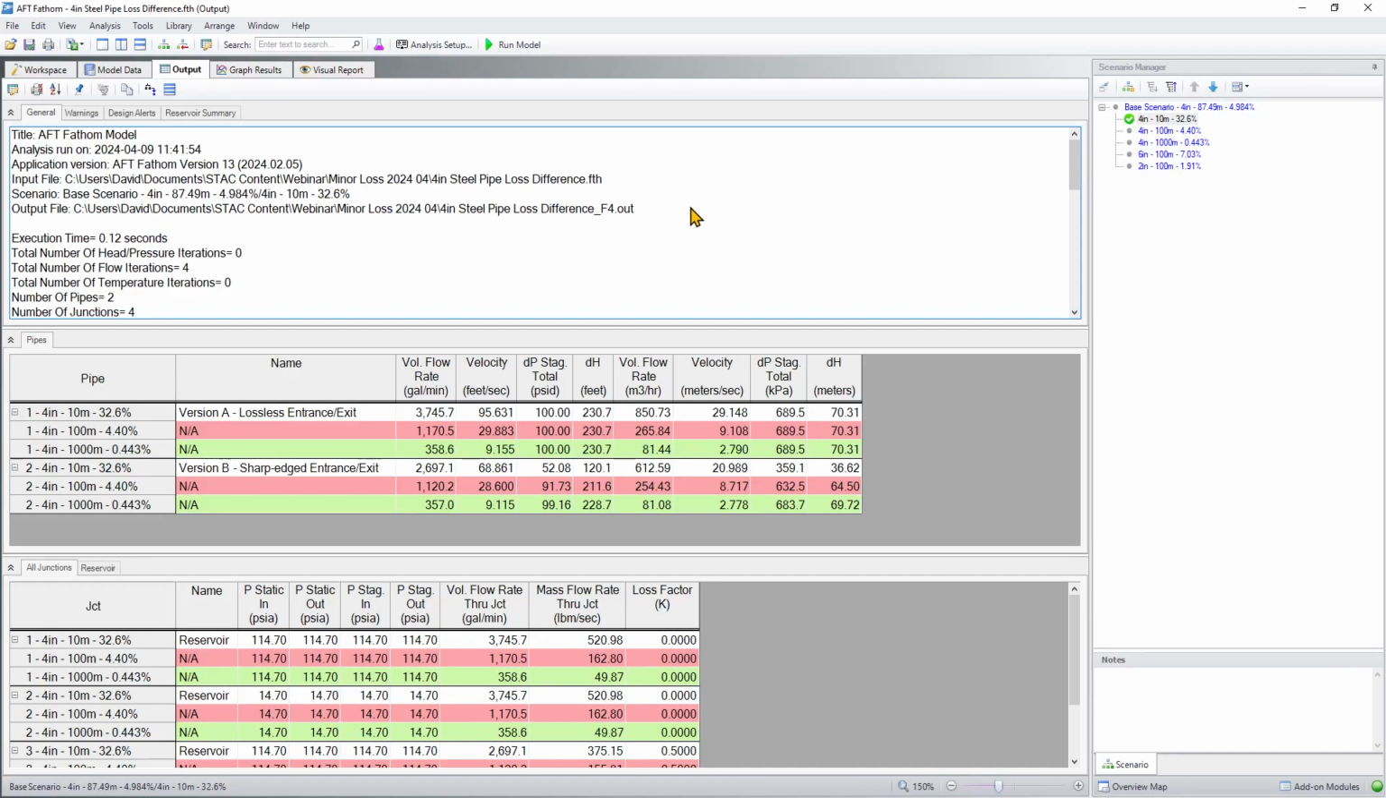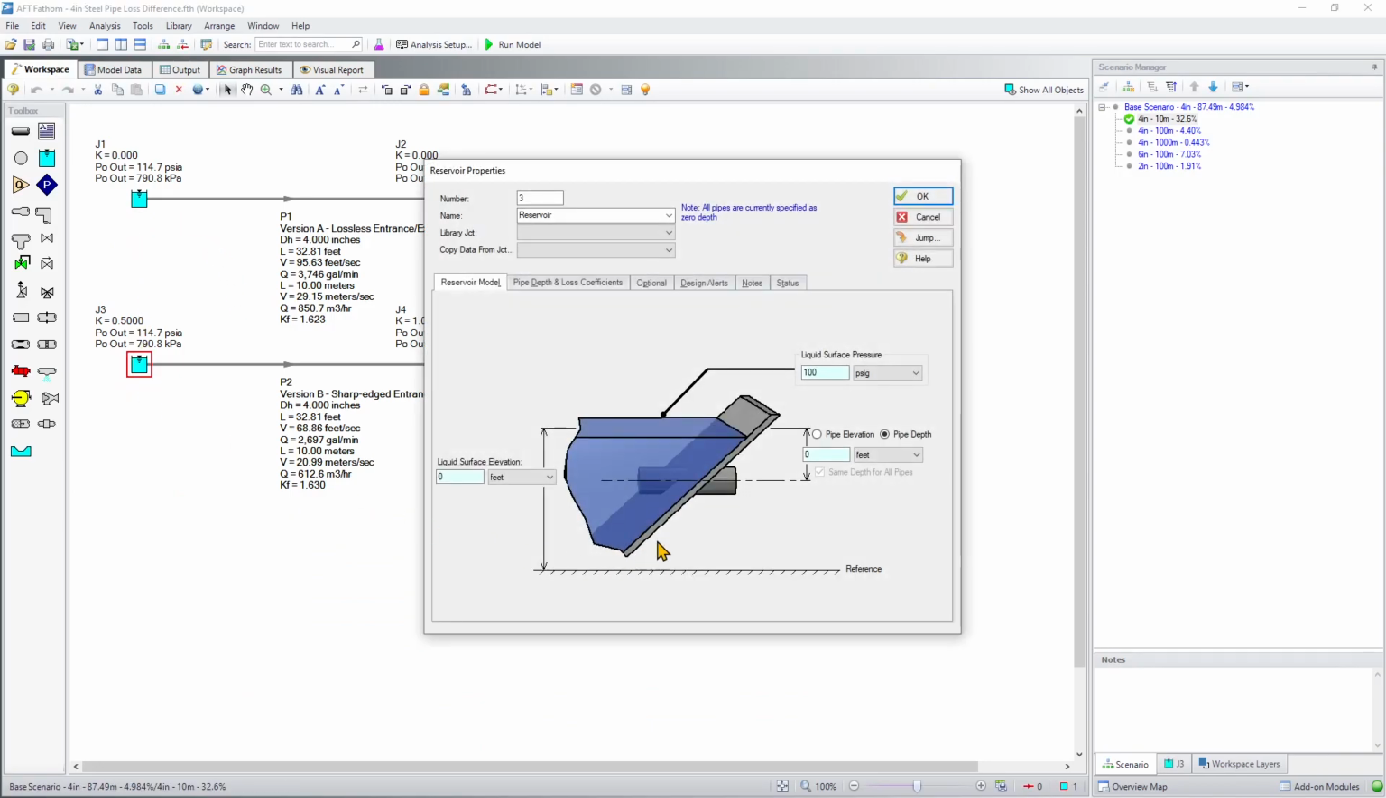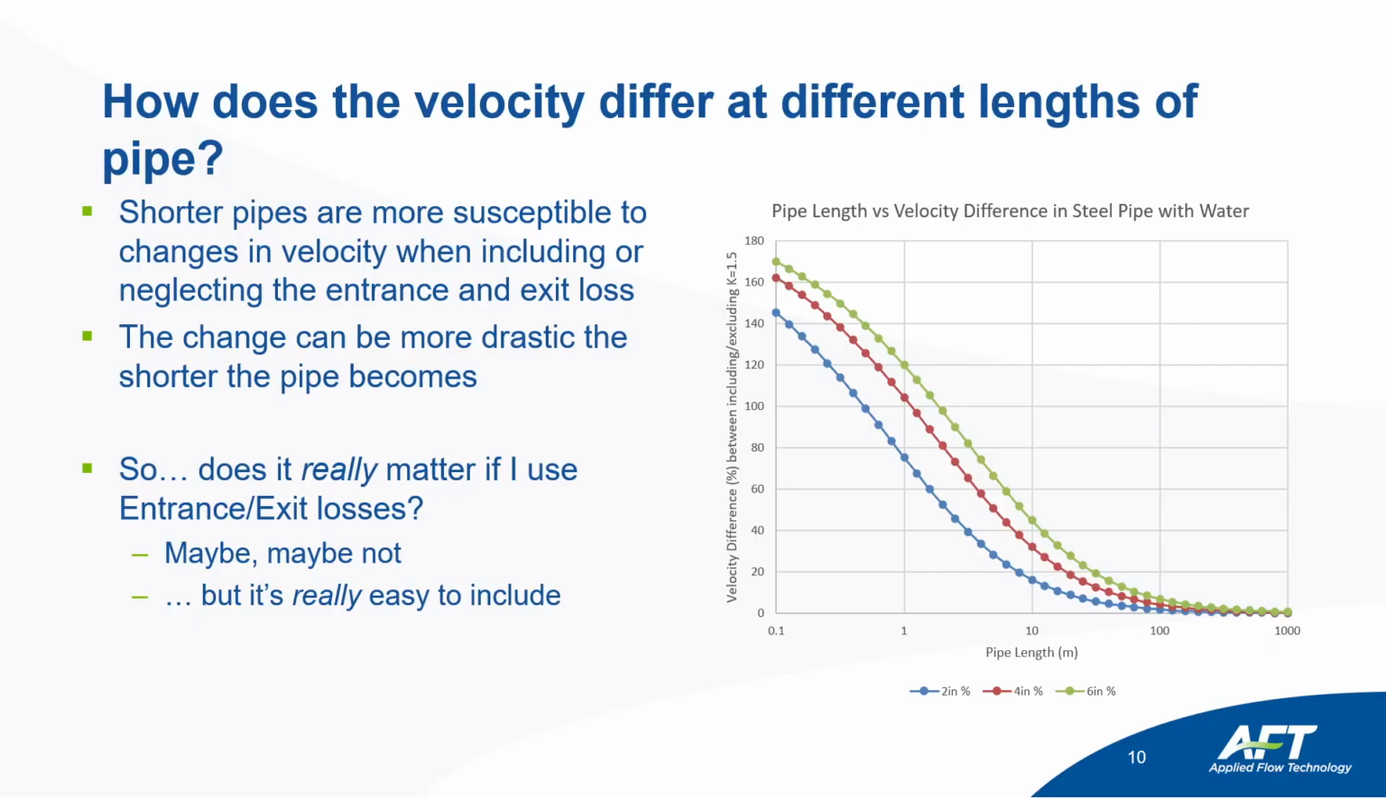include the minor losses. When we are sitting there setting up our model, we're looking at our reservoir, we enter our liquid surface elevation, our pipe depth elevation, our liquid surface pressure. It's very easy to just go to one more tab, think for a moment what kind of entrance or exit this will be, and apply appropriate K factors to just have really the most detailed model that you can. It's a good bang for your buck. And then you don't have to think about it too much.